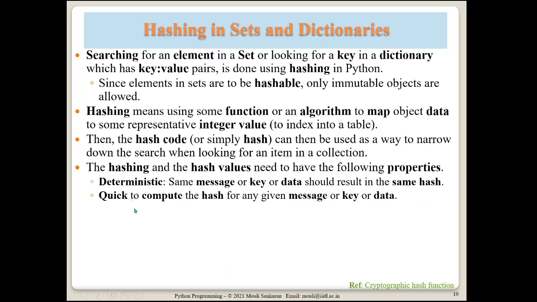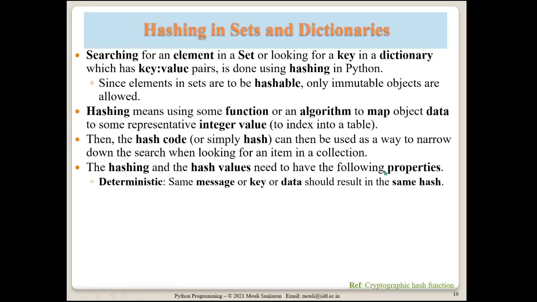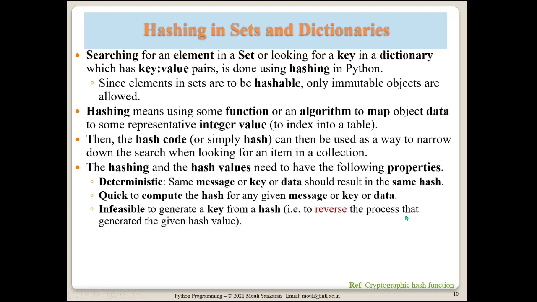And then it should not be too complex. It should be some XOR operation or some binary arithmetic operation, so it is not too complex to compute. And then it should be infeasible to generate a key from a hash. It should be such that you will not be able to get the key from the hash. It is for safety purposes, sometimes to avoid backtracking. Nobody should know what hash function you are using internally.